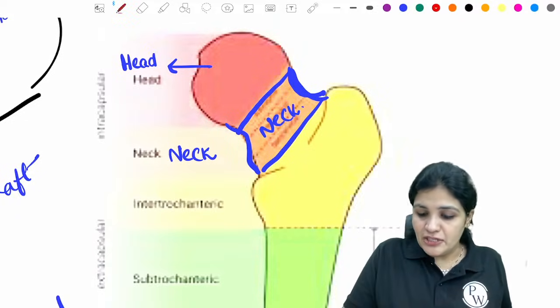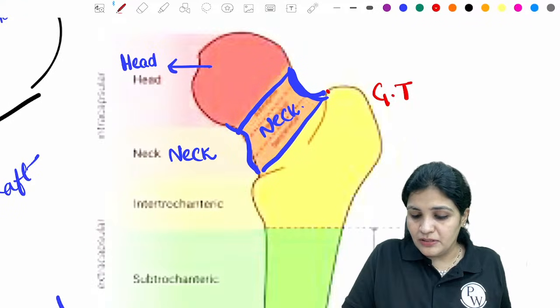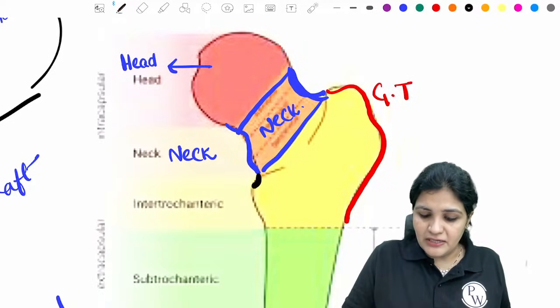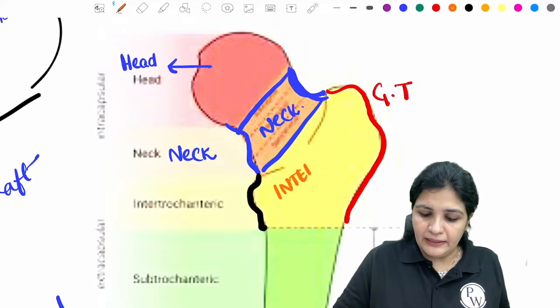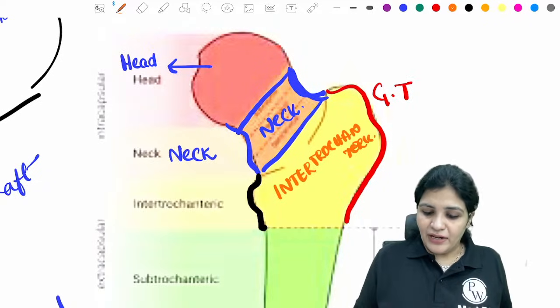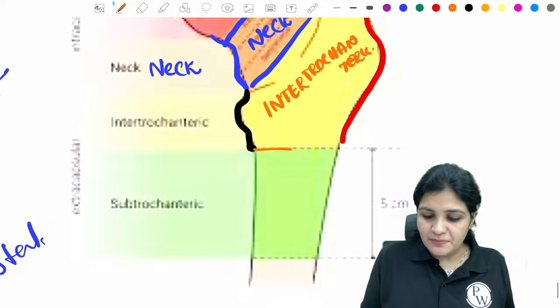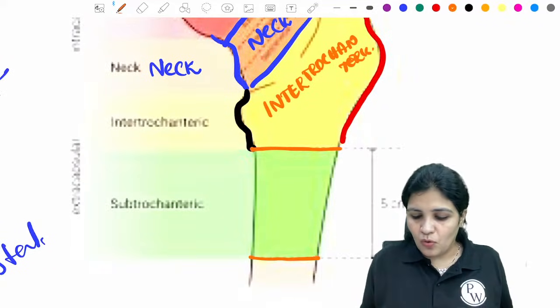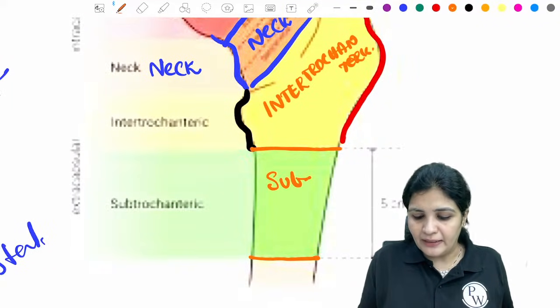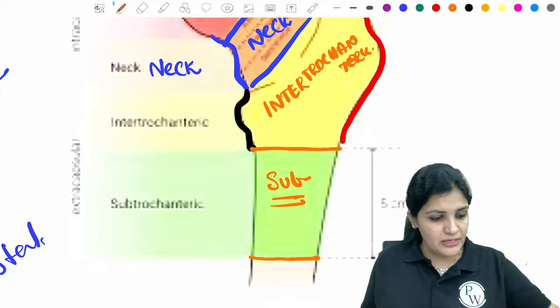And now this is your greater trochanter, and this is your lesser trochanter. Hence, this is called your intertrochanteric area. And whenever something is below this, below the trochanters, it is called subtrochanteric. Something below it is called sub.